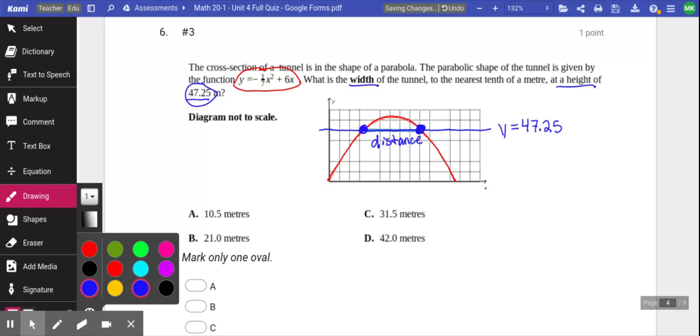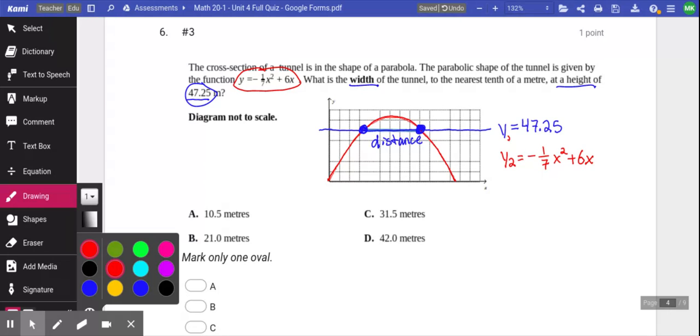To find those 2 points, I'm going to graph these 2 equations into my calculator. The first one being y equals 47.25. The second equation being negative 1 over 7 x squared plus 6x. To graph these things, you're going to throw them into your y equals, right? So I got 47.25, and I got y2 equals negative 1 divided by 7 x squared plus 6x.